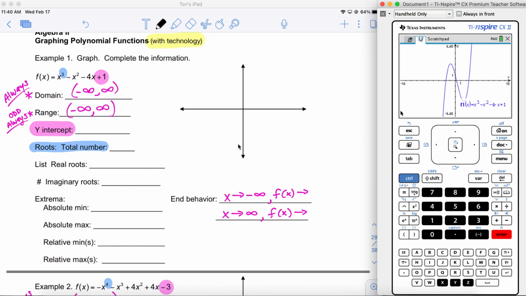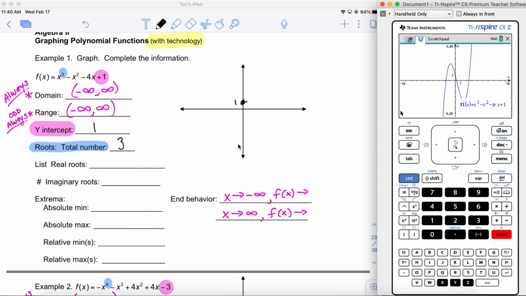Second of all, I already know the y-intercept. The y-intercept is going to be 1, because this last number, the constant right here, is a 1. So I'm going to put my first dot on that, and I'm going to label it a 1. I know my total number of roots. I don't know if they're real or imaginary right now, but whatever my degree is, that's my total number of roots, so 3.